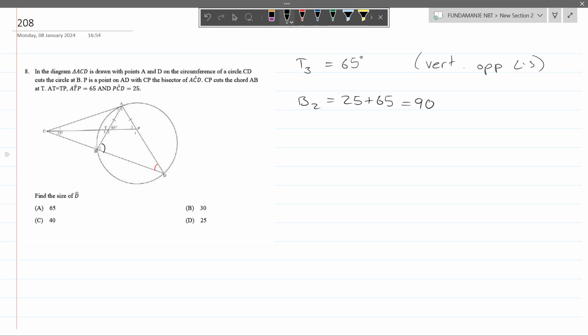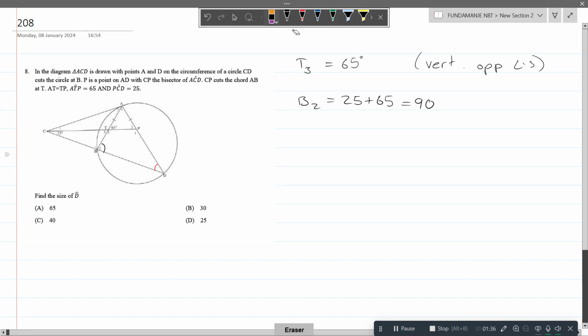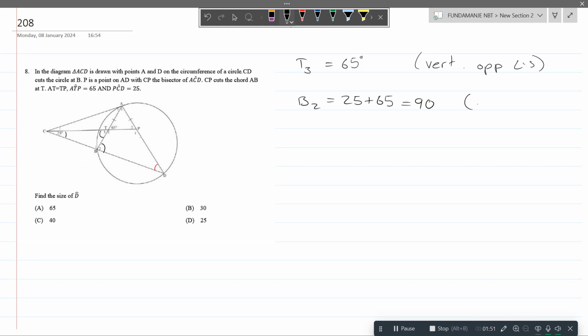So why are we saying that B2 is equal to 25 plus 65? Well, that's because B2 is an exterior angle to triangle BCT, which has internal angles 25 and the 65 which is found. So B2 is equal to 90 degrees because it's the exterior angle of a triangle.